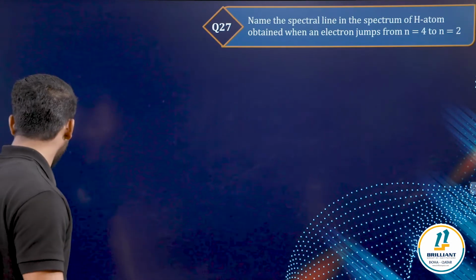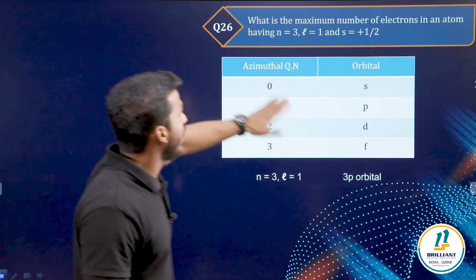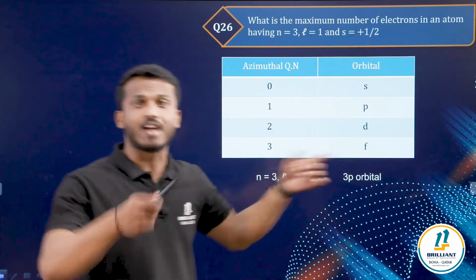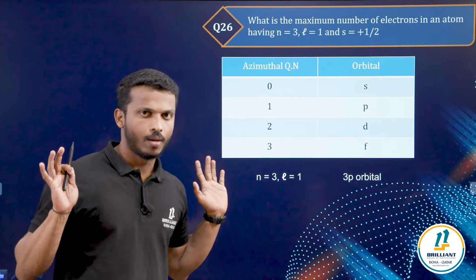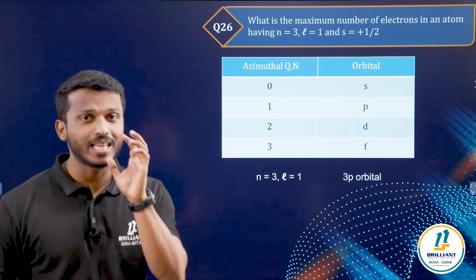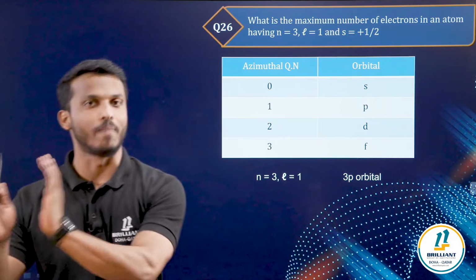So among those 6 electrons, just see once again, all of you: how many electrons will be present with a plus half spin? The 3p orbital contains 6 electrons. Okay, but is that your answer? No. Among those 6 electrons, half of the electrons have plus half spin, and half have minus half spin.